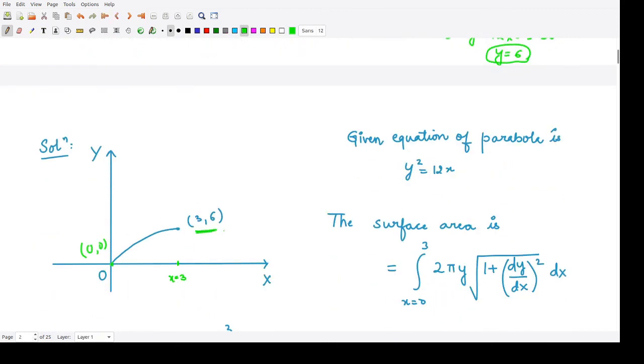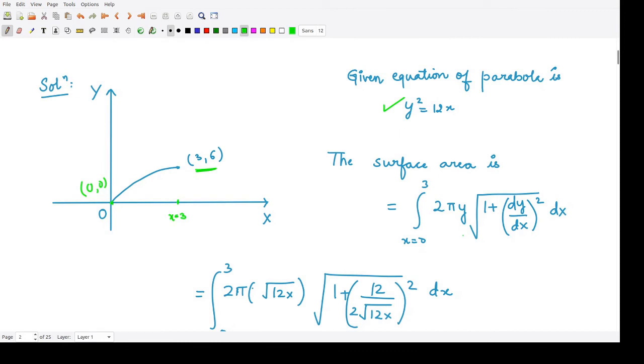So this is the point, this is the equation of the parabola, and to calculate the surface area, we have this y with us. We'll substitute the value of y here. So y here is square root of 12x, and what is the value of dy upon dx?